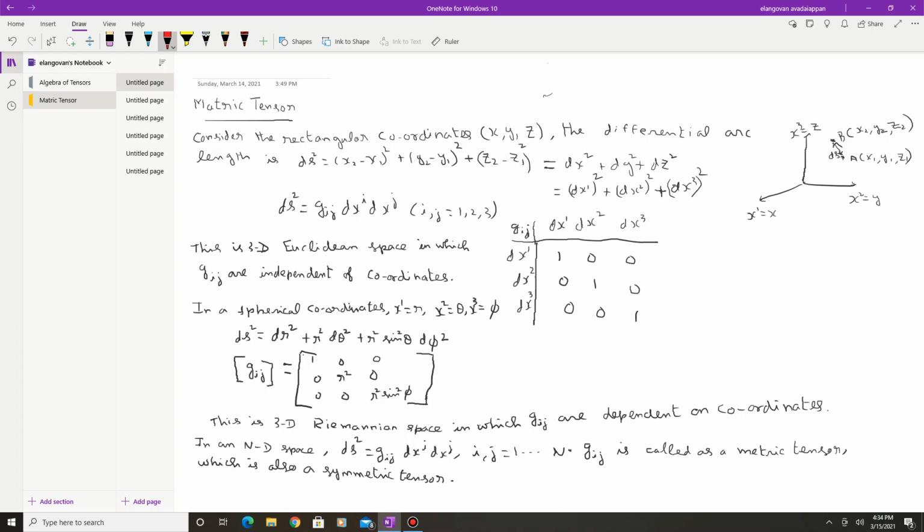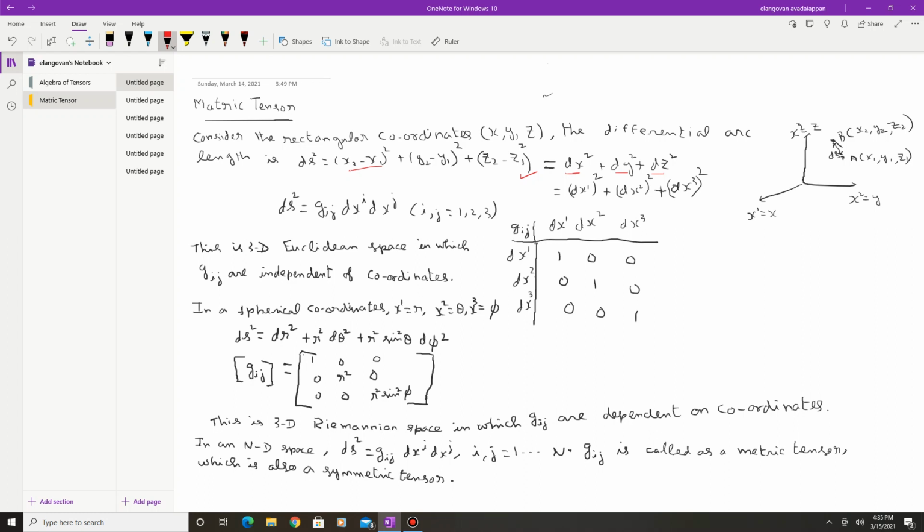Now we are going to discuss the metric tensor. Let us consider a rectangular coordinate system. The coordinates are x, y, z. The square of the distance between any 2 points is expressed by ds square equal to x2 minus x1 whole square plus y2 minus y1 whole square plus z2 minus z1 whole square. Here x2 minus x1 is a differential coordinate, so dx square plus dy square plus dz square.